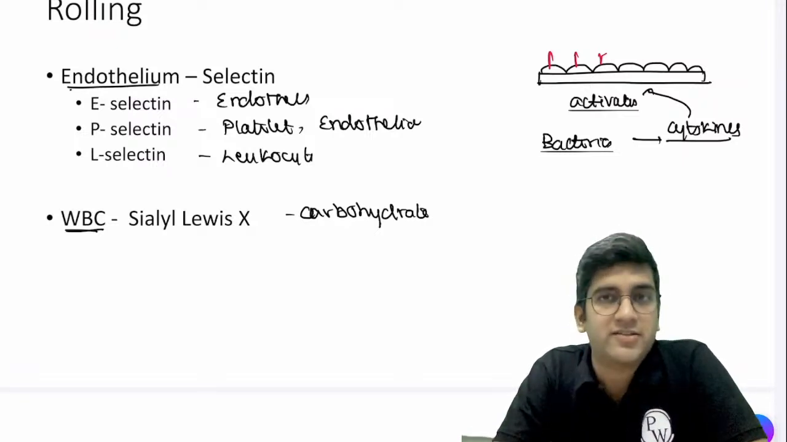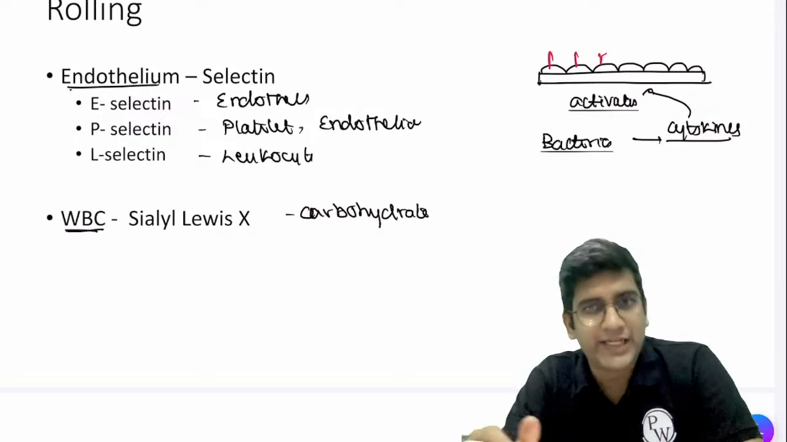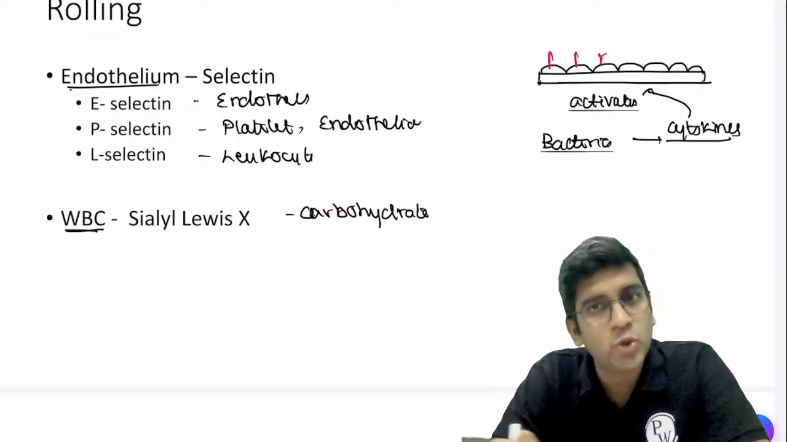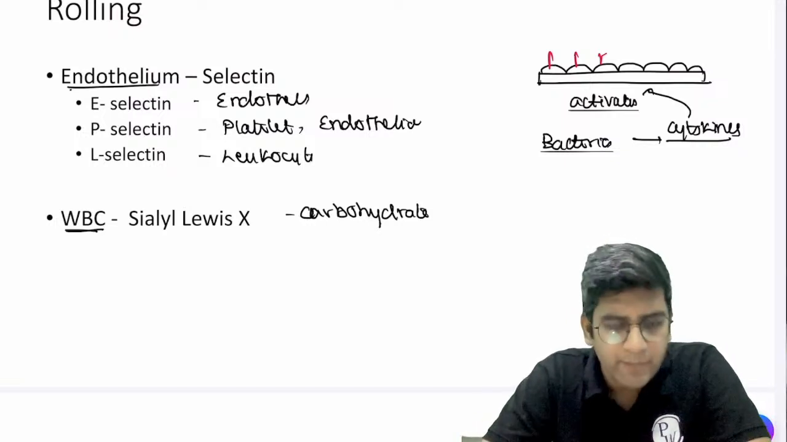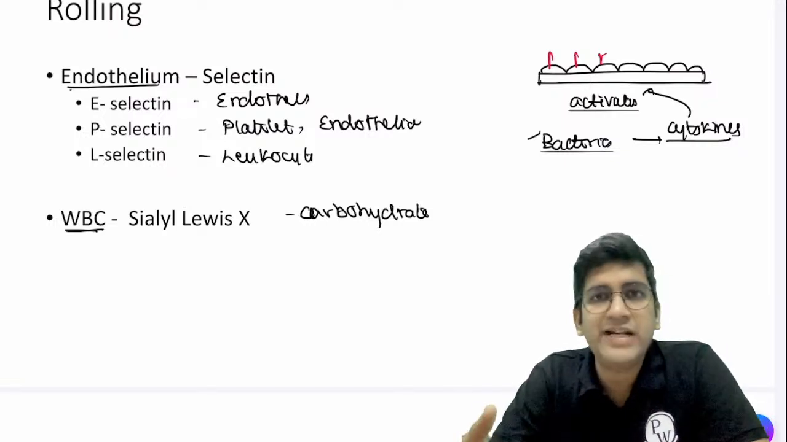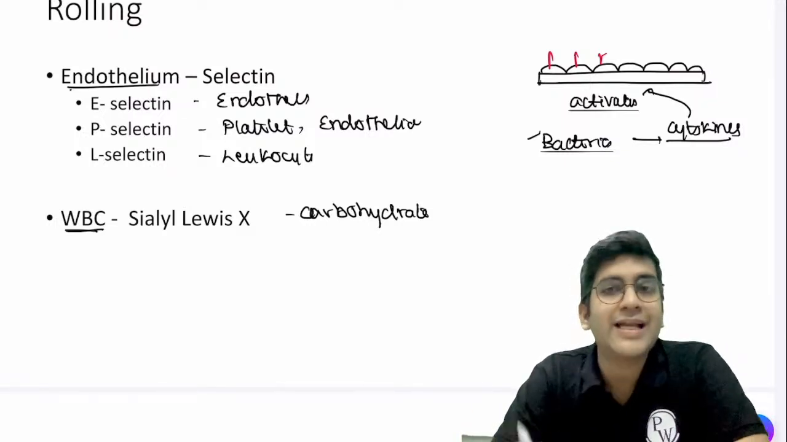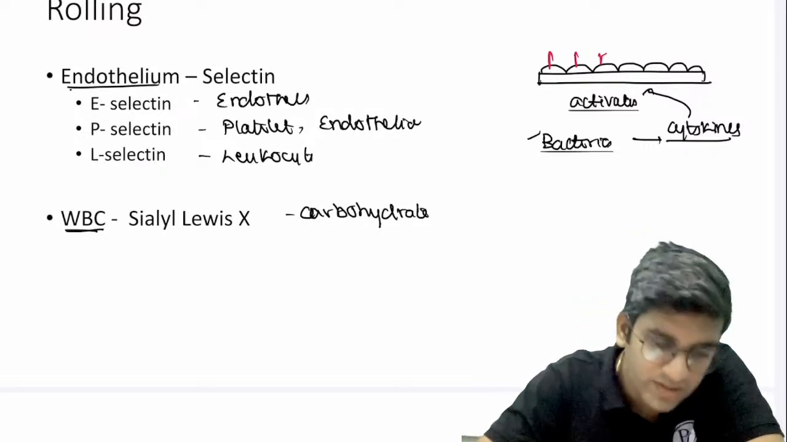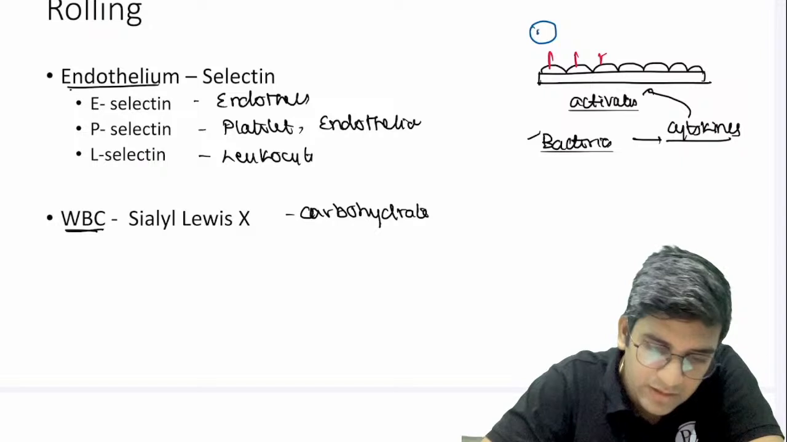Imagine your clotting factors. They are always inactive. I need to activate them, right? The same way, selectin needs to be activated, and those will be activated by cytokines, right? Be it a bacteria, a trauma, or a burn, whatever the inflammation is, it will release interleukins and cytokines, which will activate selectin, right? Once it's activated, then my WBC can bind to it.